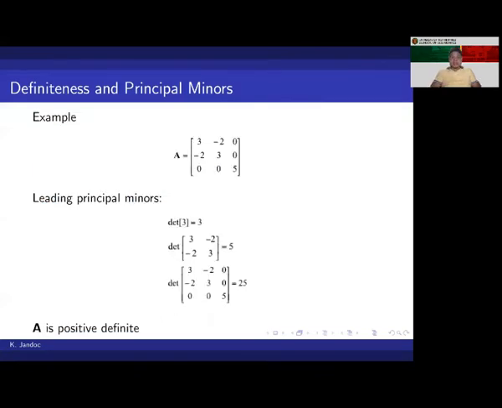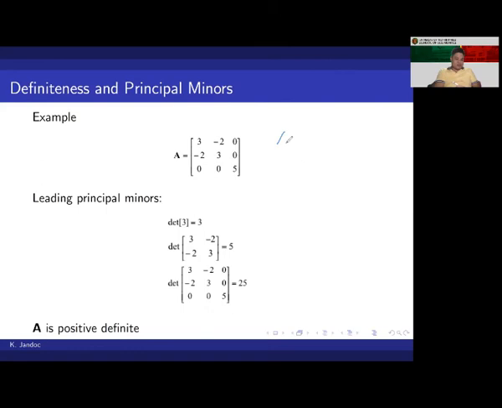Now, here's an example. This matrix A over here is a 3 by 3 matrix. First, why can we use the theorem? Well, the entries are real numbers. And what's the most important thing? It should be a symmetric matrix. So we can use the theorem because it's a symmetric matrix.